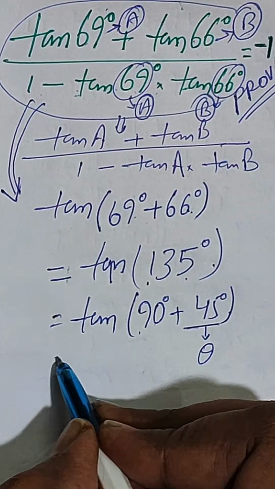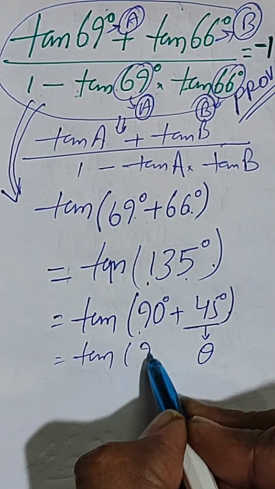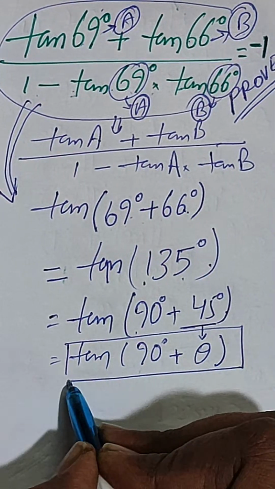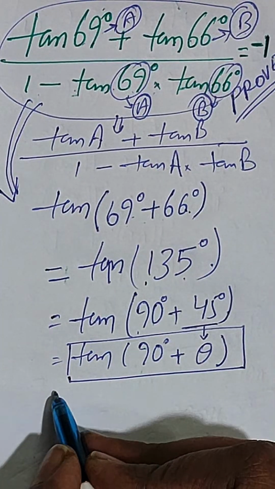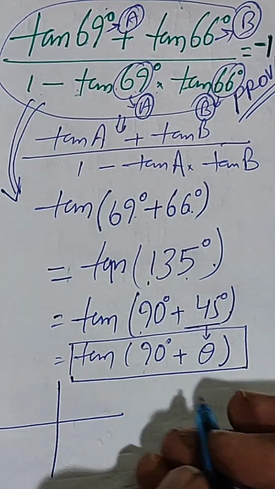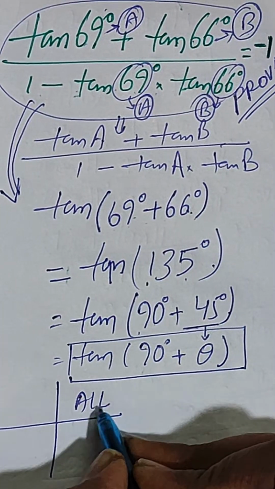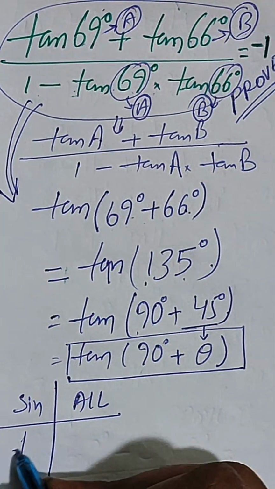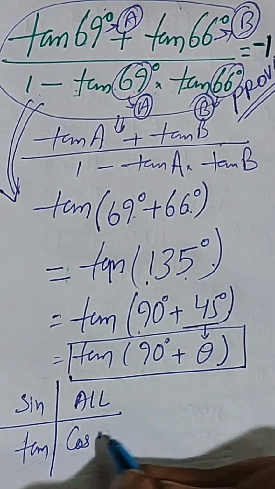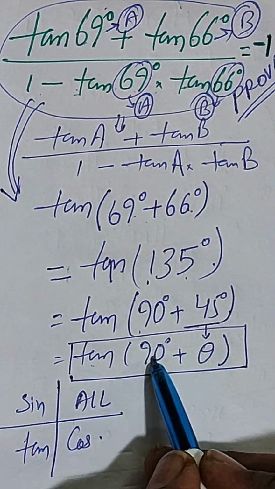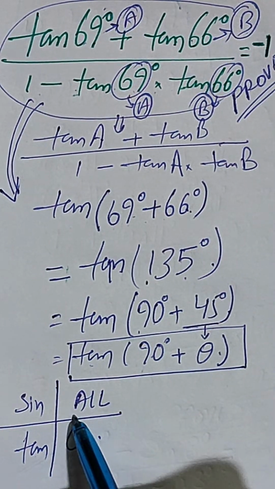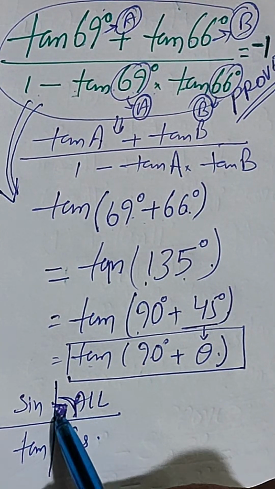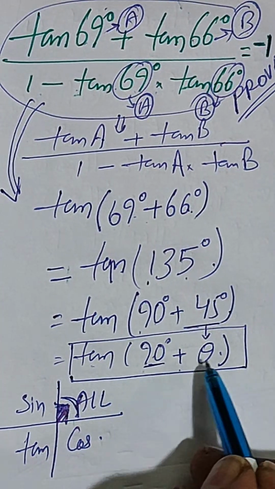Why? Because to calculate the values of an angle which is higher than 90 degree, we just need to break it into multiples of 90 plus the remaining angle. So this falls into the formula tan of 90 degree plus theta. If you see the quadrants over here, in the first quadrant all are positive, then sine is positive in the second, tan positive in the third and cos positive in the fourth. The first quadrant will be over at 90 degree, but this is beyond that.